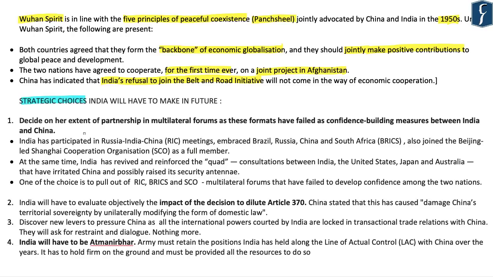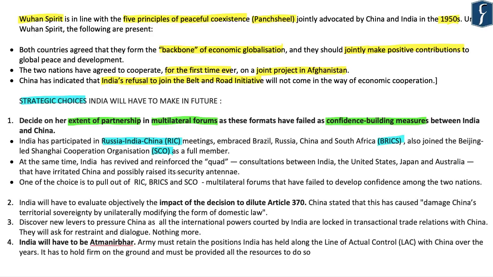The first of these choices is that India now needs to decide to what extent she will participate in various multilateral forums. Because one of the reasons why India joined these multilateral formats was so that these multilateral institutions could serve as a common platform where India and China could have certain confidence building measures. However, this Galwan Valley incident clearly points to the fact that such multilateral forums have failed as far as confidence building between India and China is concerned. And it was for this confidence building measure only that India joined Russia-India-China meetings. It embraced BRICS and it also joined the Shanghai Cooperation Organization as a full member recently.